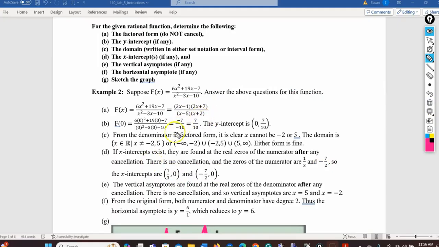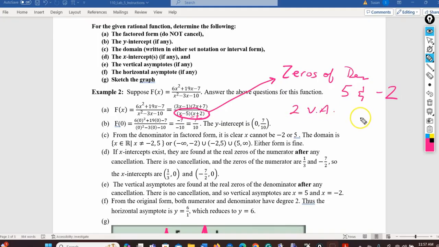Now, what about vertical asymptotes? Well, vertical asymptotes are found at the real zeros of the denominator after any cancellation. There's no cancellation here, so the zeros of the denominator are 5 and -2. That's what makes the denominator equal to 0. So I have two vertical asymptotes. They are vertical lines, and so they have equations. And the equations of vertical lines are x equals 5 and x equals -2.